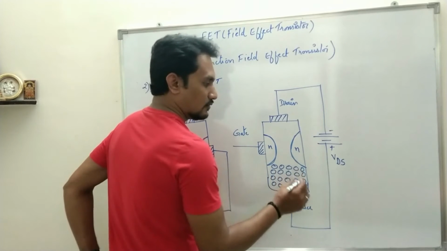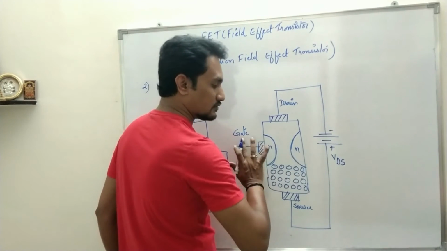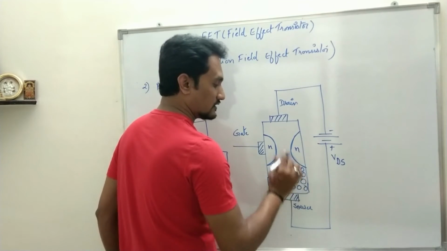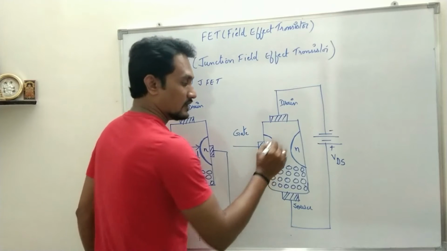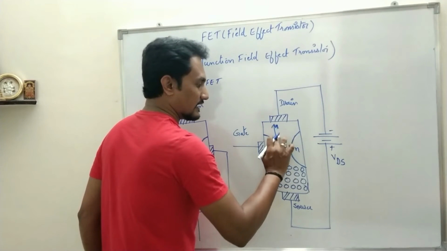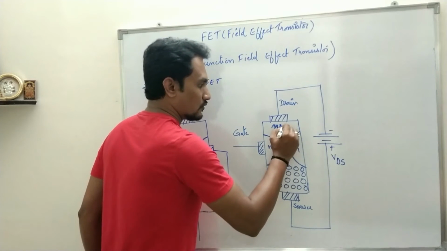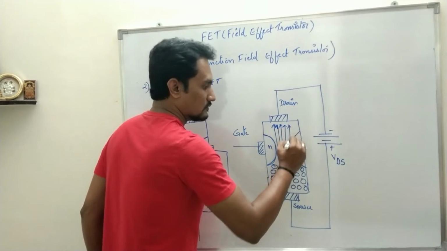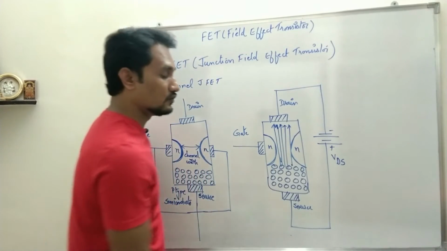As soon as this potential is applied, at this point there is no opposition to the charge carriers. The channel width is maximum. So if the channel width is maximum, the charge carriers will easily travel from source to drain.